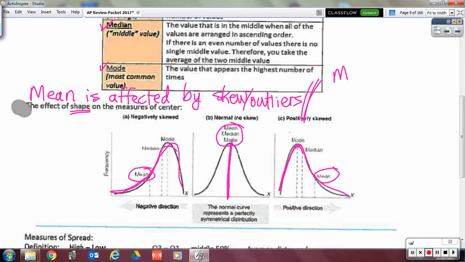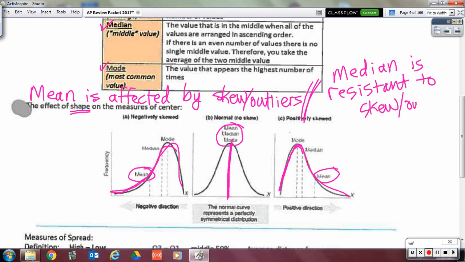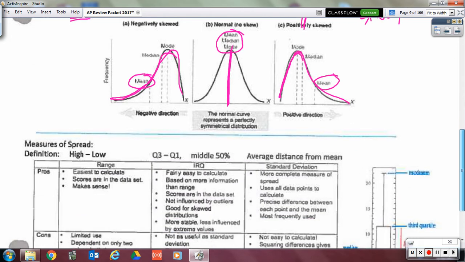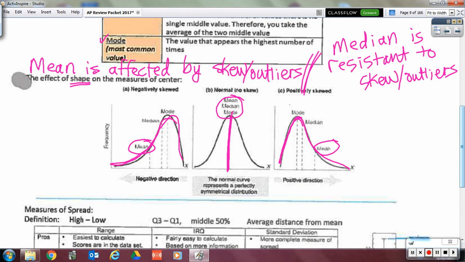So we're going to note that the median is resistant to skew and outliers. Okay? So we want to remember that. If you have skew, if you have outliers, you want to use median and IQR. So that takes us to one other thing I wanted to point out.